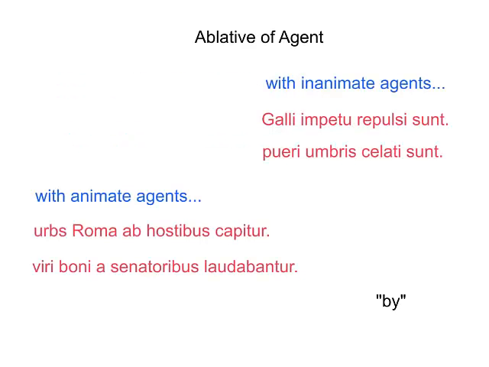Finally, we have the ablative of agent. This might need a little bit more explanation. In an active voice sentence, we have a subject, a verb, and a direct object. The subject goes in the nominative case, and the direct object goes in the accusative case, and this is what we call the agent. It's the one doing the action. And the direct object is what we call the patient.